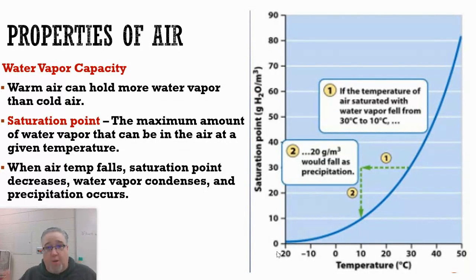Okay. So what I want us to understand is that when warm air rises, it's going to cool, and its ability to hold water is less. And then that excess water comes down to earth. So it says here when air temperature falls, like when it rises, saturation point decreases. These are the saturation points. Water vapor condenses, that means it turns to a liquid, and precipitation occurs.